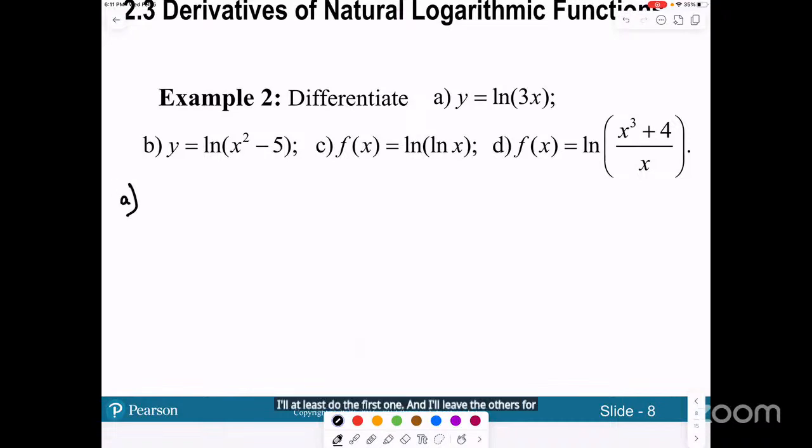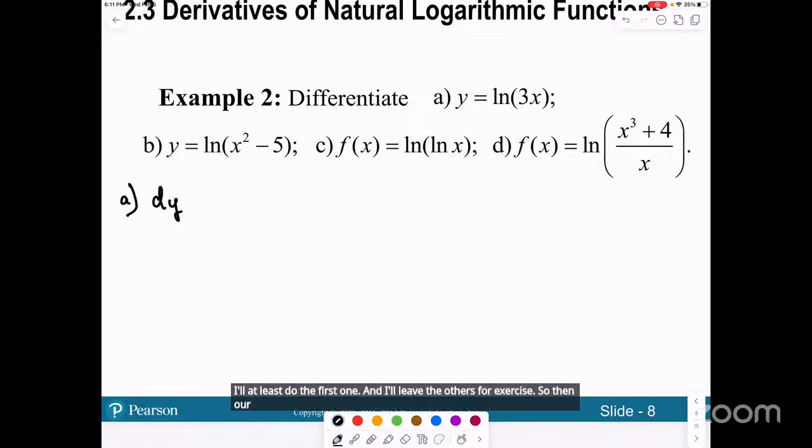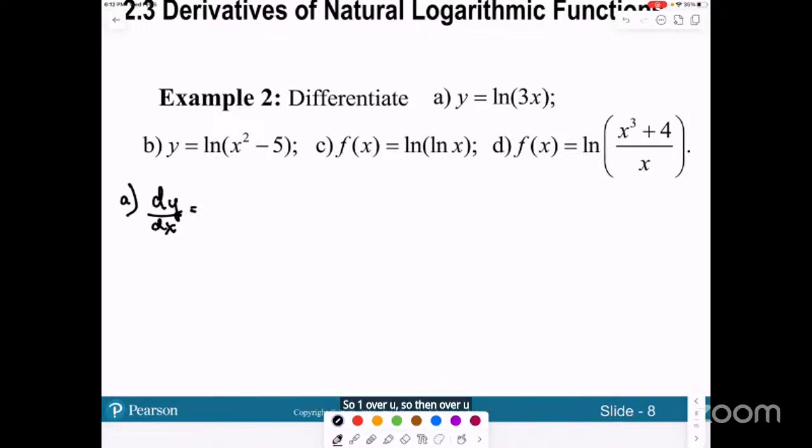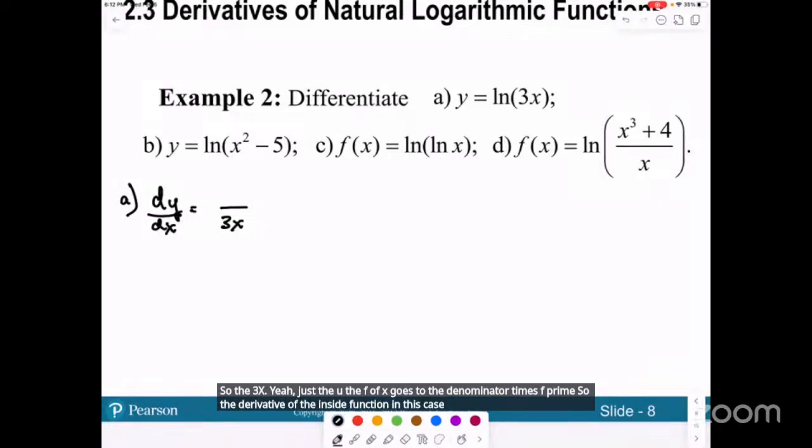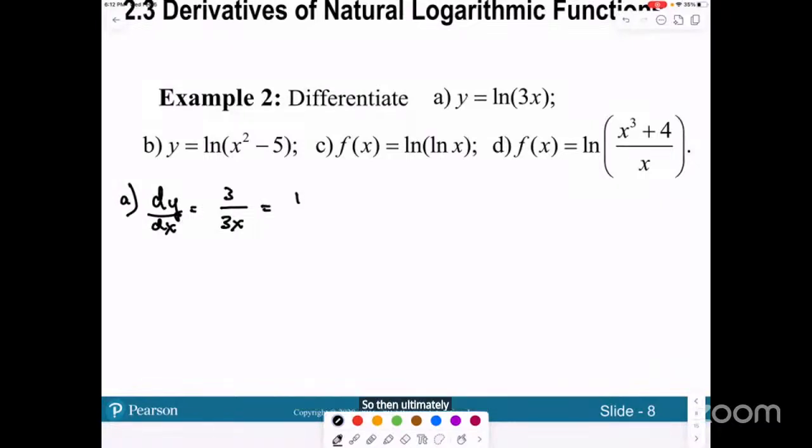So then our dy by dx, so 1 over u, so then the 3x. The u, the f of x, goes to the denominator times f prime. The derivative of the inside function in this case is just going to be a 3. So then ultimately that's just 1 over x.